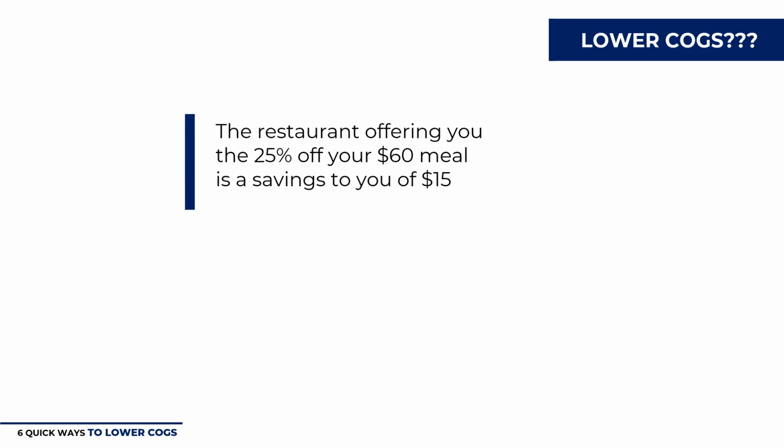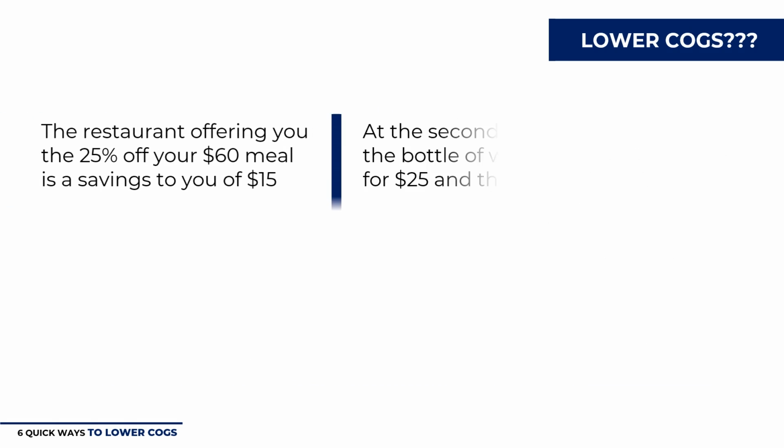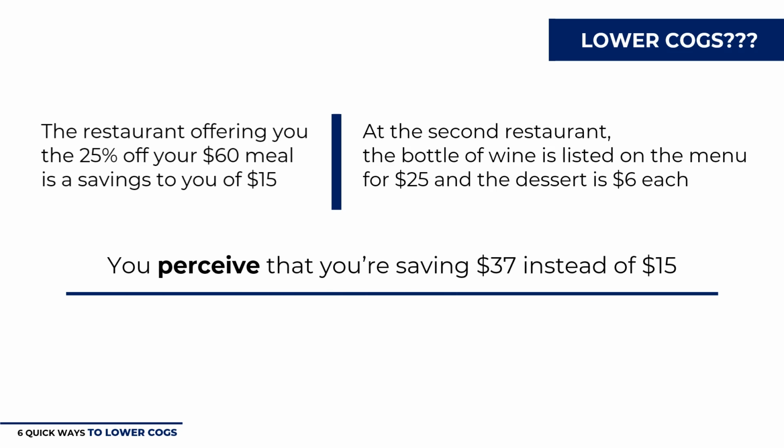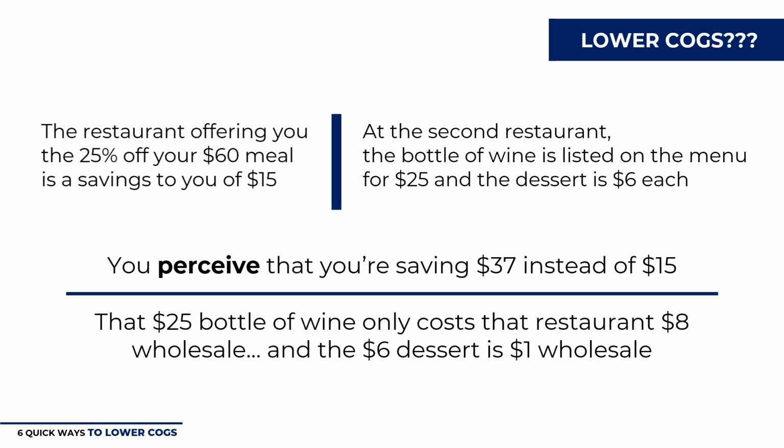The restaurant offering you the 25% off your $60 meal is a savings to you of $15. But at the second restaurant, the bottle of wine is listed on the menu for $25 and the dessert is $6 each. Therefore, you perceive that you're saving $37 instead of $15. Now, that's quite a deal. So now you're asking, how can the second restaurant afford to make such a lucrative offer? Well, they can do it because they know their cost. That $25 bottle of wine only costs them $8 wholesale, and the $6 dessert, maybe $1 wholesale.